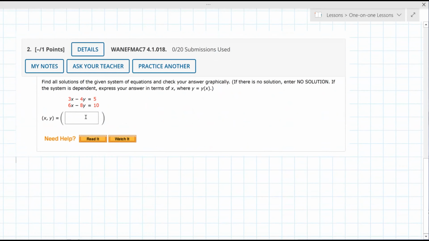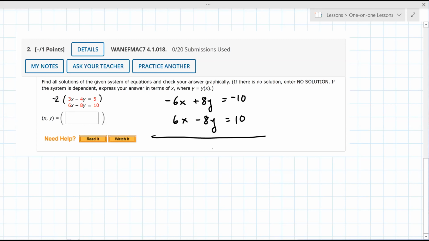Okay. Find all solutions, same question again. You have a choice here for which variable to eliminate. Usually x is a good choice. So I need to turn this 3 into the opposite of 6, so minus 6. You're going to multiply the top by minus 2. That's minus 6x plus 8y equals minus 10. And then below you get 6x minus 8y equals 10. When you add these together, you get 0 equals 0. This means that there are infinite solutions. It also means that it's dependent.